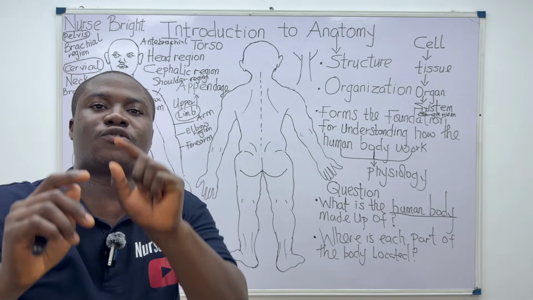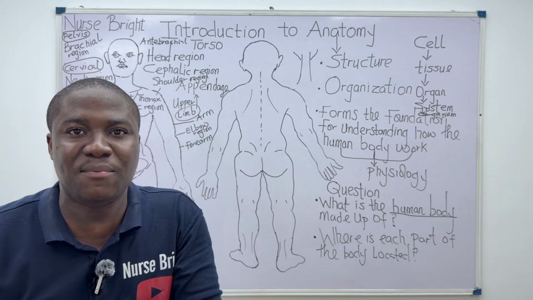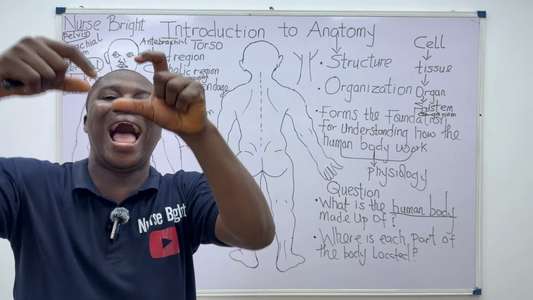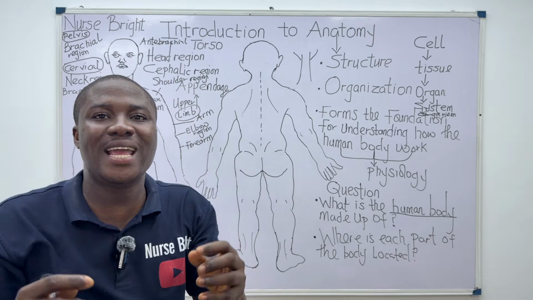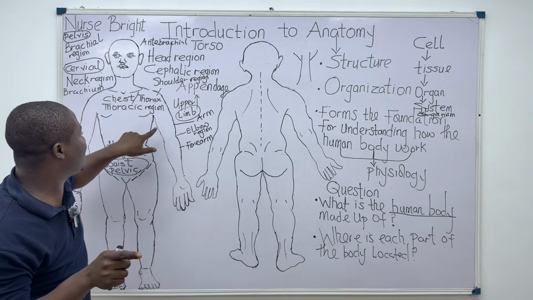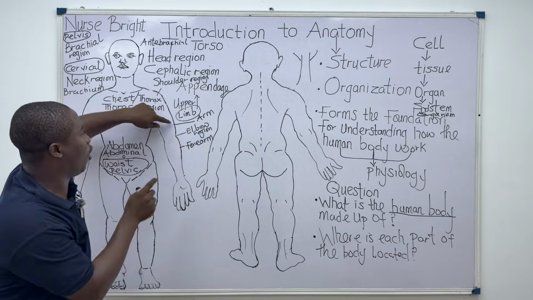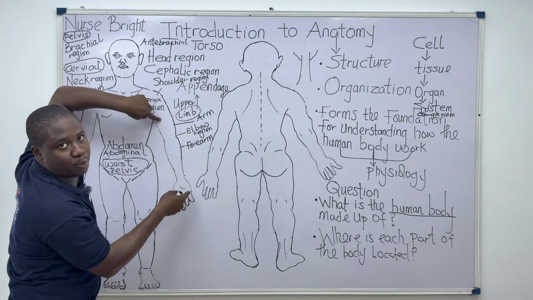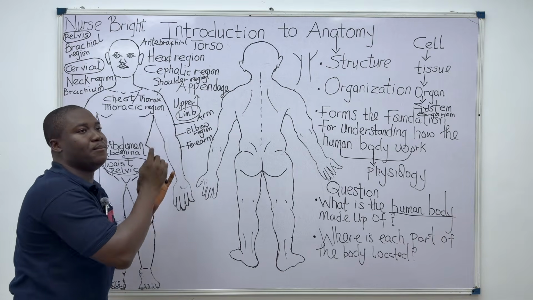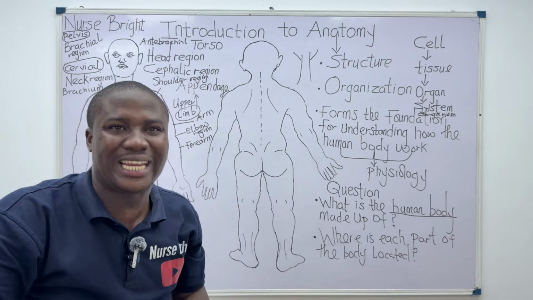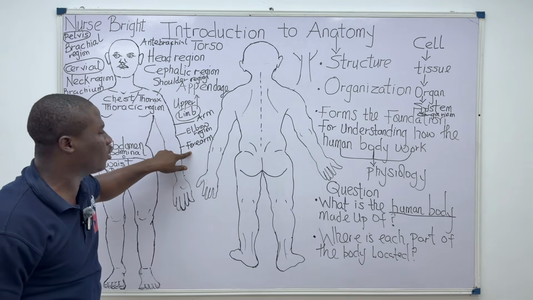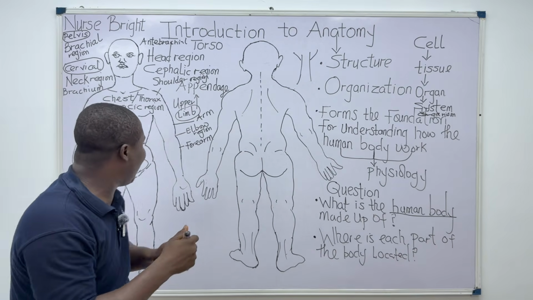It also comes from the Latin name antebrachium. Now, ante simply means before. It's called antebrachium, and this is called brachium. So it comes before the brachium, or in front of the brachium. That is why it's called antebrachial region or antebrachium, which simply means forearm.